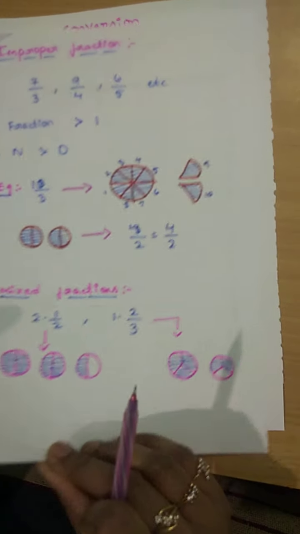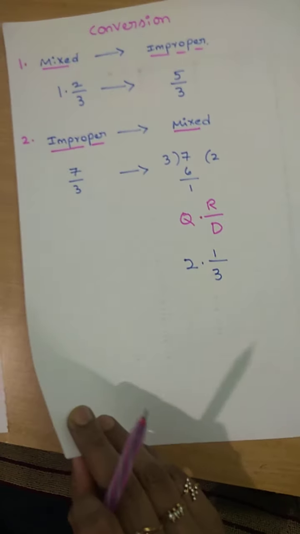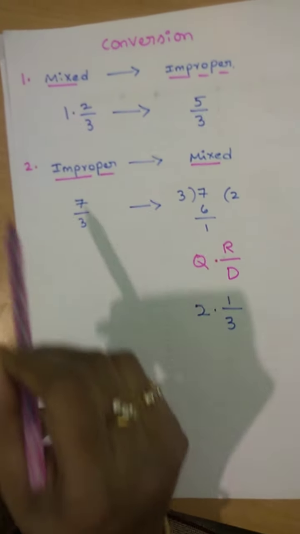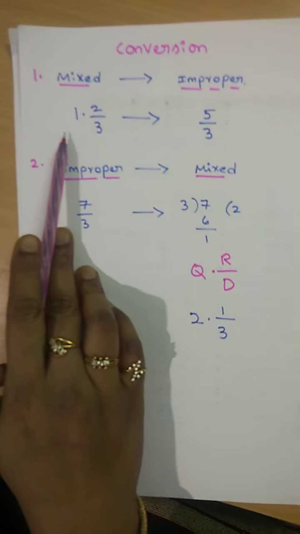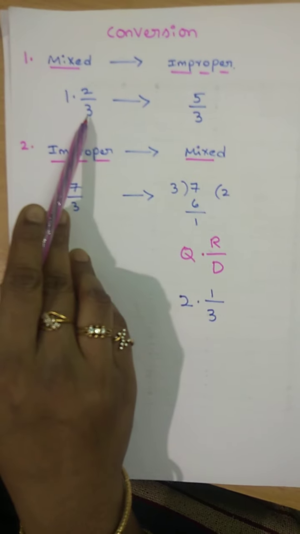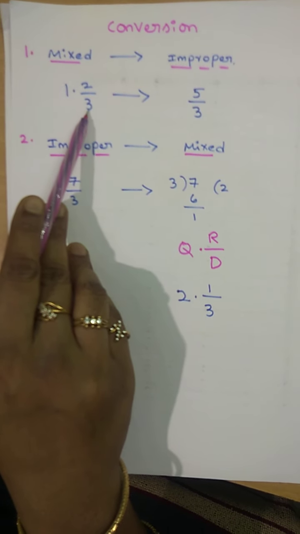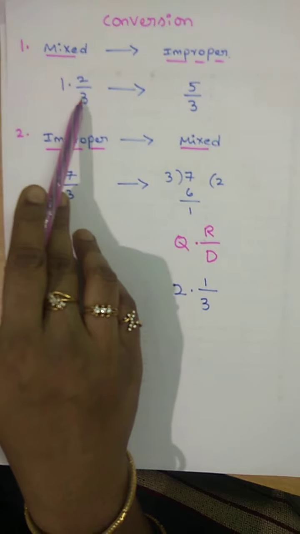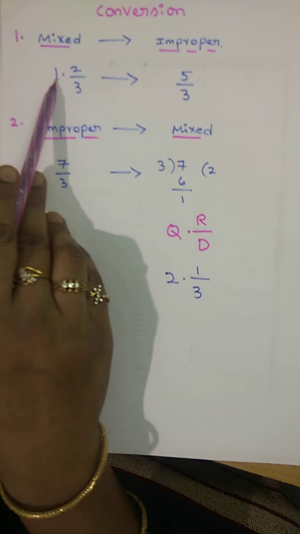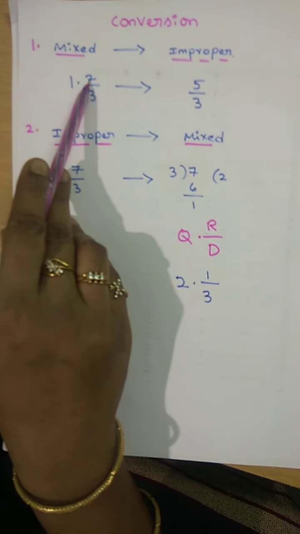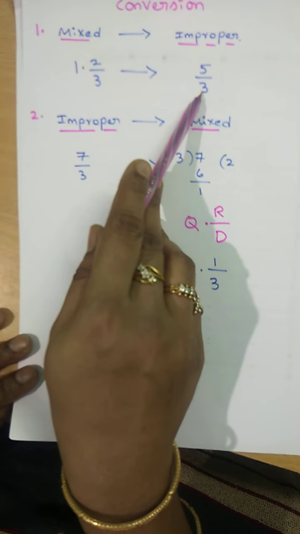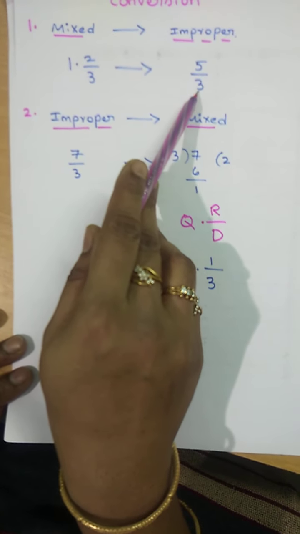Now we can convert mixed fractions into improper fractions and improper fractions into mixed fractions. Now I am taking an example of a mixed fraction. 1 and 2 by 3 is a mixed fraction, where 1 is the integer and 2 by 3 is the fraction. Now we need to convert this mixed fraction to an improper fraction. 3 into 1 is 3, and 3 plus 2 is 5. In the denominator, 3 stays as it is. So 5 by 3, which is an improper fraction.